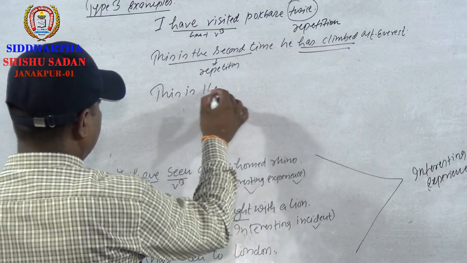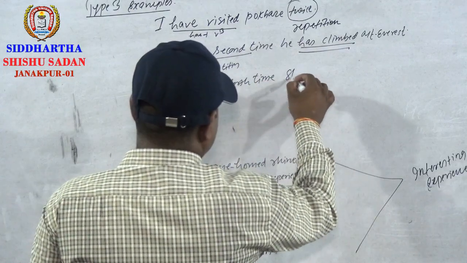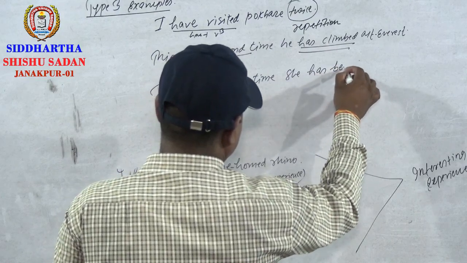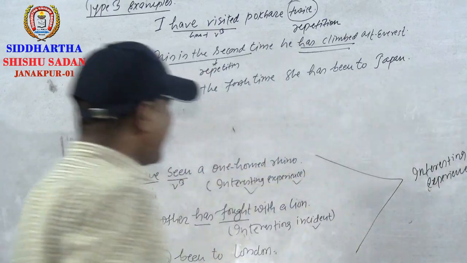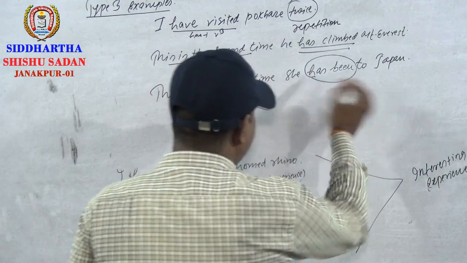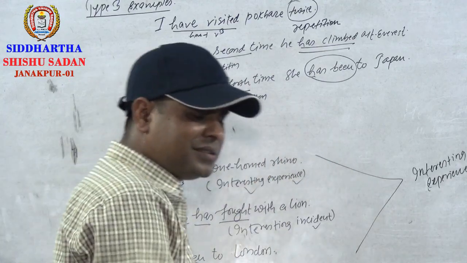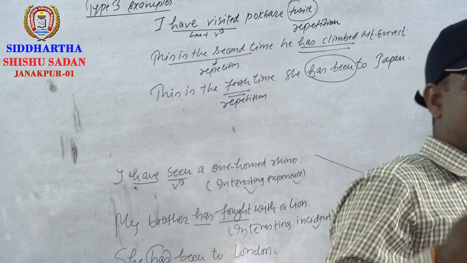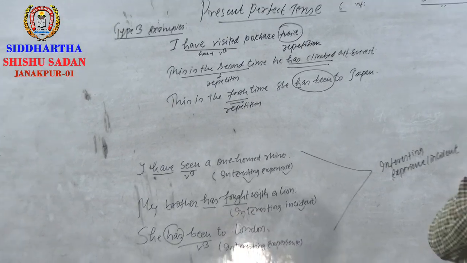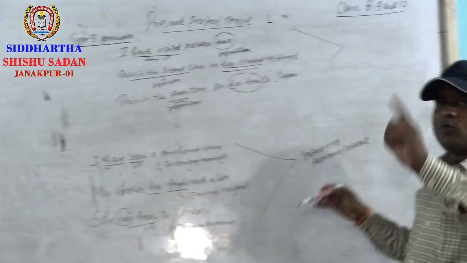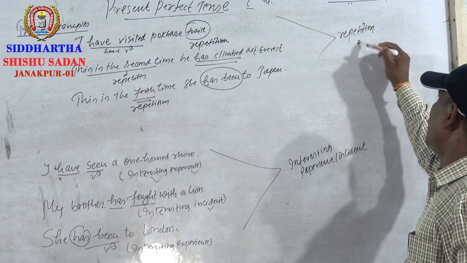This is the fourth time she has been to Japan. See here. Again, tell me which tense is used here? Present perfect tense. Why? Because of the repetition of work here. So, the examples prove what? Examples prove that present perfect tense is used with the repetition of works.